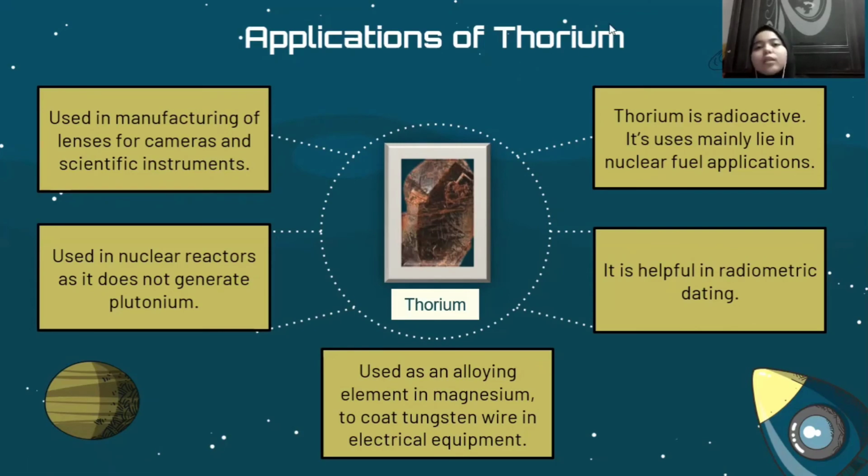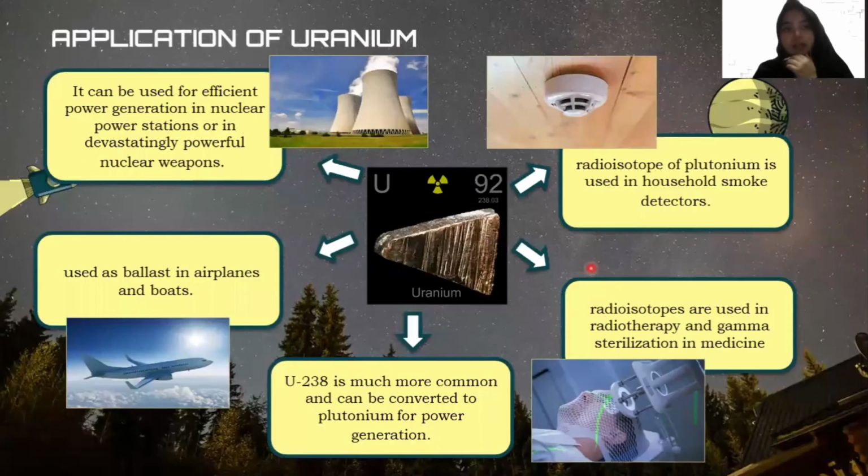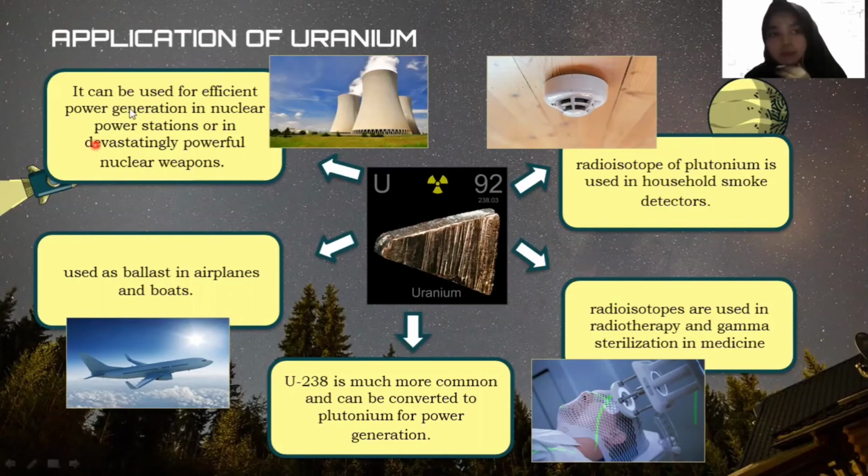I will pass to the next presenter. Okay, guys, now I will explain the applications of uranium. As we already know, the radioisotope uranium 235 releases so much energy that it can be used for efficient power generation in nuclear power stations or in devastatingly powerful nuclear weapons. However, uranium has several other uses because it is 18.7 times as dense as water, so it is often used as ballast in airplanes and boats.